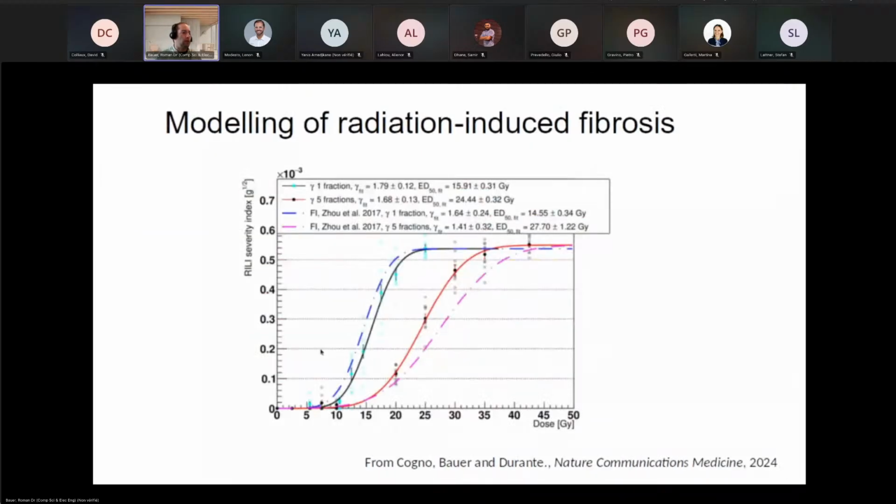And as you can see here, for instance, the simulation and experimental results, both in solid and dashed lines, agreed very well. Last year in Nature Communications.